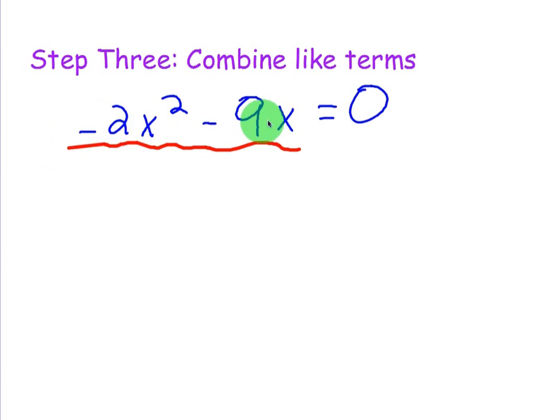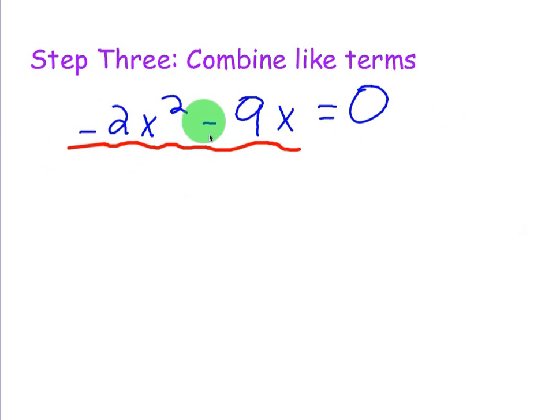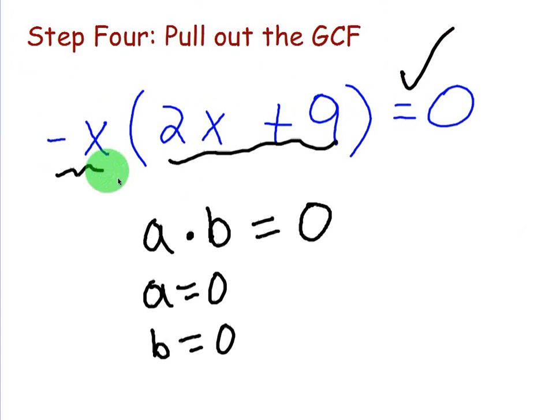Once you combine like terms, then you're going to pull out a GCF. That GCF will be x, at least an x. Now imagine if this was a 3, you could also pull out a negative 3x, but this is just negative 2 and 9. Like I said, the least you can pull out is an x because they both have an x in it. In this case, I'm going to pull out a negative x because they are both negative terms. So step 4, pull out a GCF, pull out a negative x, you're left with 2x plus 9.